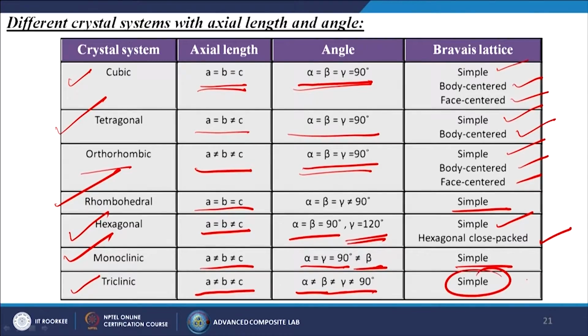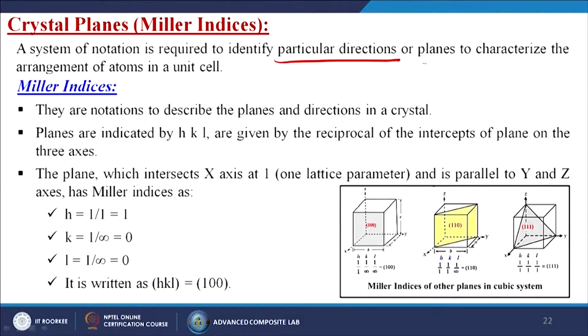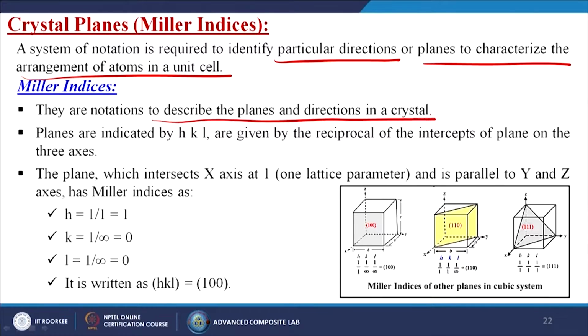It is very simple. So now we are going to discuss the crystal planes, that is, Miller indices. A system of notation is required to identify particular directions or planes to characterize the arrangement of atoms in a unit cell. Now, it is a very interesting one, called the Miller indices. They are the notations to describe the planes and directions in a crystal. Planes are denoted by h, k, l, given by the reciprocals of the intercepts of the plane on the 3 axes: 1 by h, 1 by k and 1 by l.